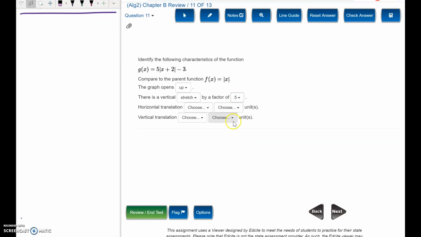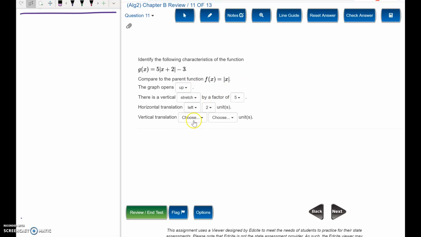There will not be negatives in any of these drop downs on the test. Yeah, it's weird. Horizontal translation, plus 2 means left. Left takes care of the negative, so this is going to be 2 units. You don't want negatives in those three boxes. And on the test, I took the negatives out because that's just confusing.